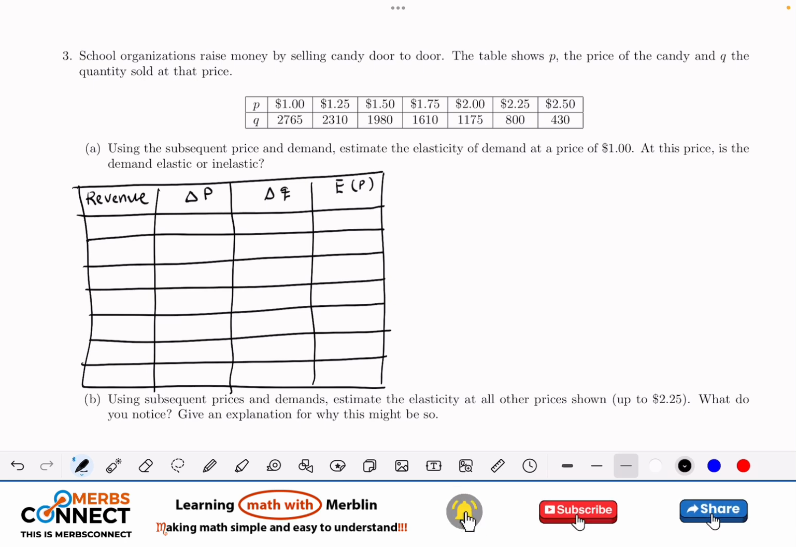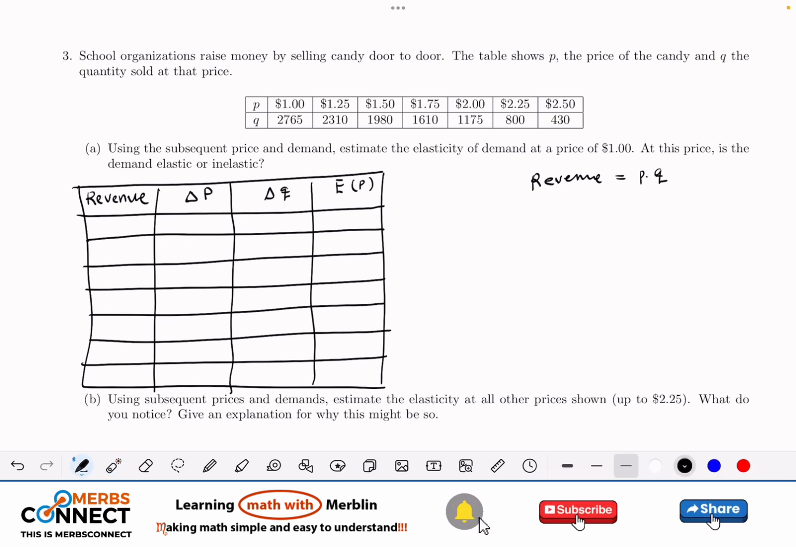We know that revenue is equal to price times quantity. So all that we are going to do is multiply price by quantity, price by quantity, price by quantity, and we are going to fill this table. So that is the price times quantity, right? That's what you are going to get for revenue.